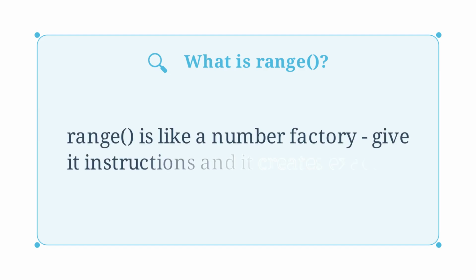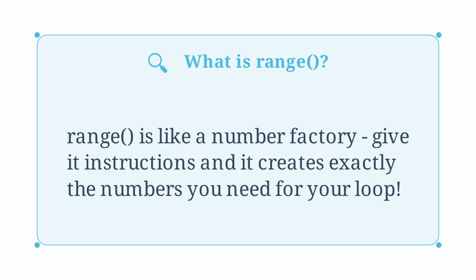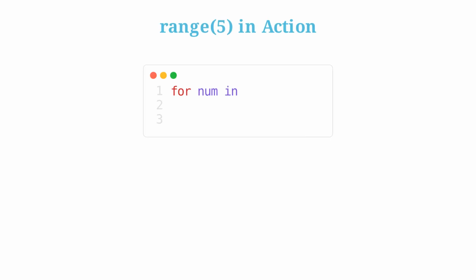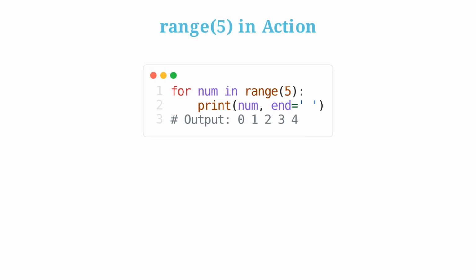Think of range as Python's number factory. You give it instructions and it creates exactly the numbers you need for your loop to work through. It's like setting up beads on a string. Let's see range 5 in action. When we print each number, we get 0, 1, 2, 3, 4. That's 5 numbers total, but notice, no 5.